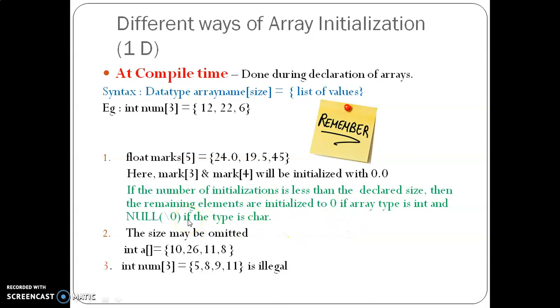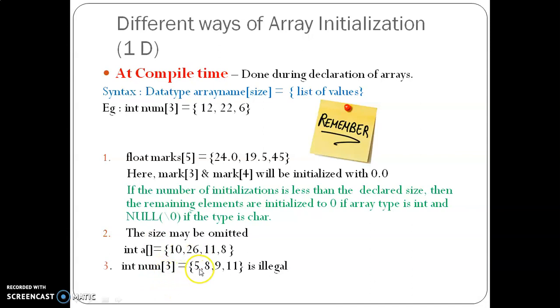And if you are initializing during compile time, then it is possible to omit the size, int a[]. Even if you do not mention the size here, from this initialization the size will be automatically determined. So int a[] = {10, 26, 11, 8} means that the size will be 4. It will be automatically updated.